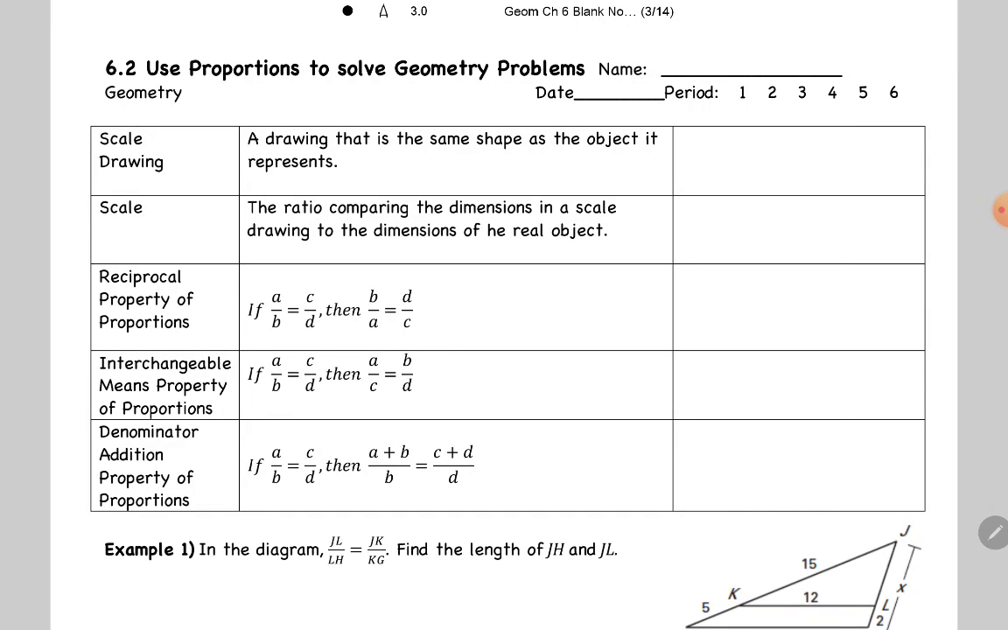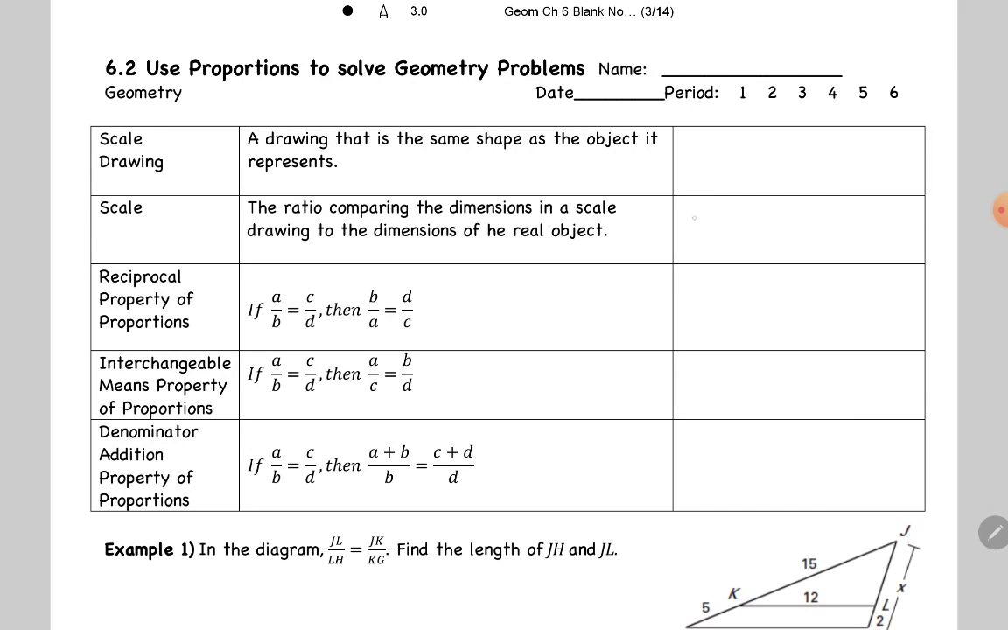So let's look at vocabulary. A scale drawing is a drawing that is the same shape as the object it represents. A scale is a ratio comparing the dimensions in a scale drawing to the dimensions of the real objects.